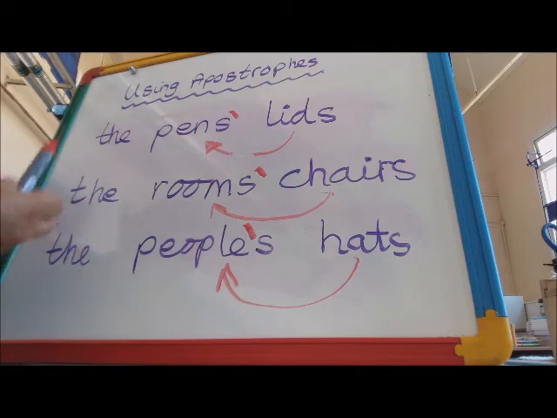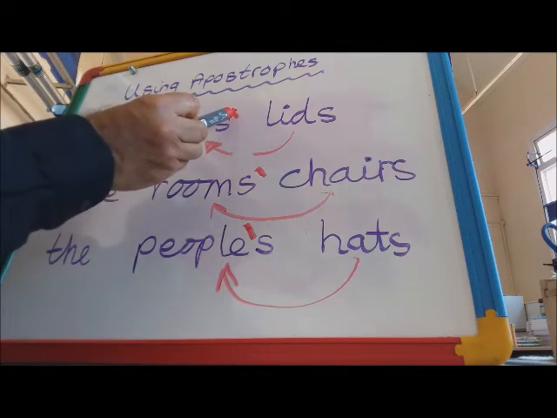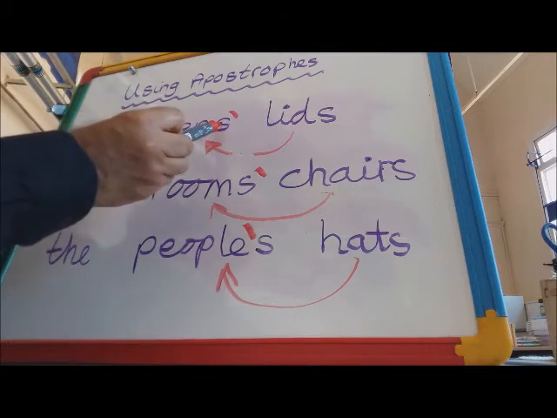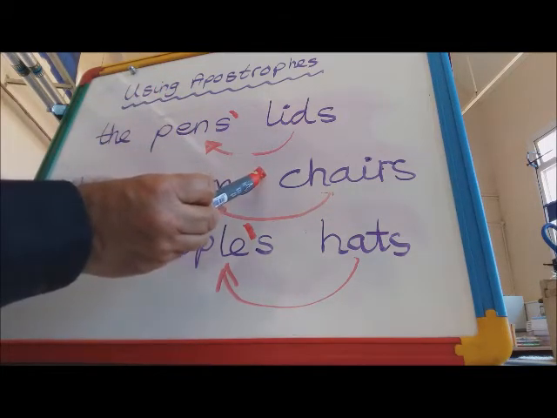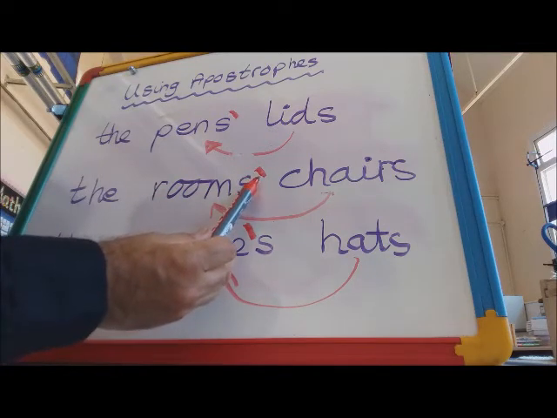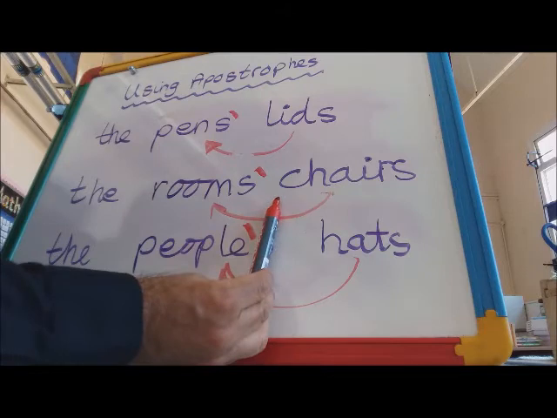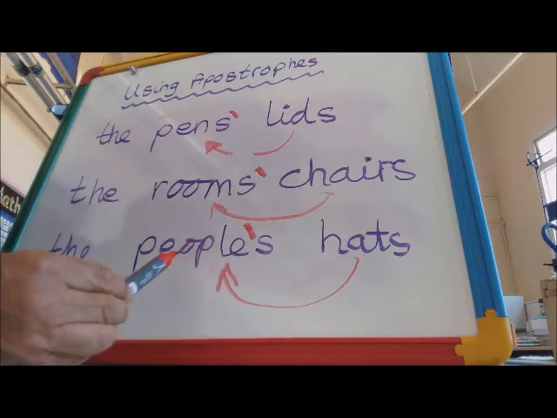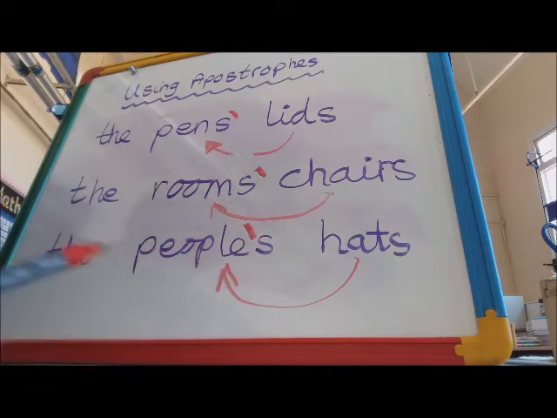Okay, so basically the rule is if it ends with an S, you put the apostrophe afterwards because then it shows plural. This ends with an S, put the apostrophe there because it shows plural. This word people, let me cover that up for you, there we go. People doesn't end in an S, so therefore it's okay to put an apostrophe there and then say S: people's.